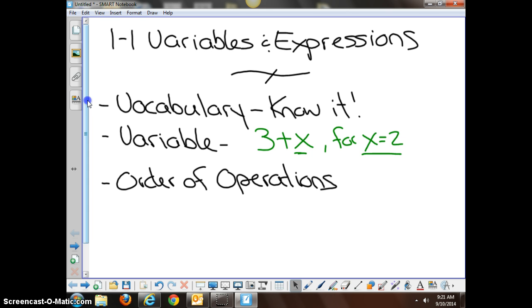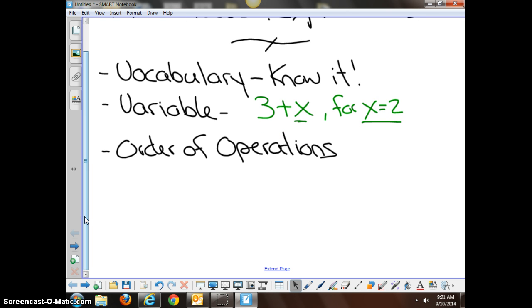Order of operations, this should be a review for all of you. I choose to use the acronym PEMDAS. It's very important that you know order of operations. I'm going to go through this really quick. The first thing you do is parentheses. The second thing you do would be exponents.